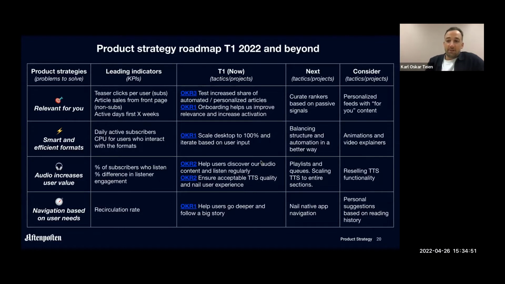Here's a version of it done for Aftenposten. So I told you about the product strategies that I mentioned, the reasons why we think those are important. Here are some of the ways that we are measuring these things. So for example, audio increases user value. We measure the percentage of subscribers who listen to our content in the product. Then we have another one, percentage difference in listener engagement. And that refers to our text-to-speech functionality that I presented in the IPI event in Vienna.